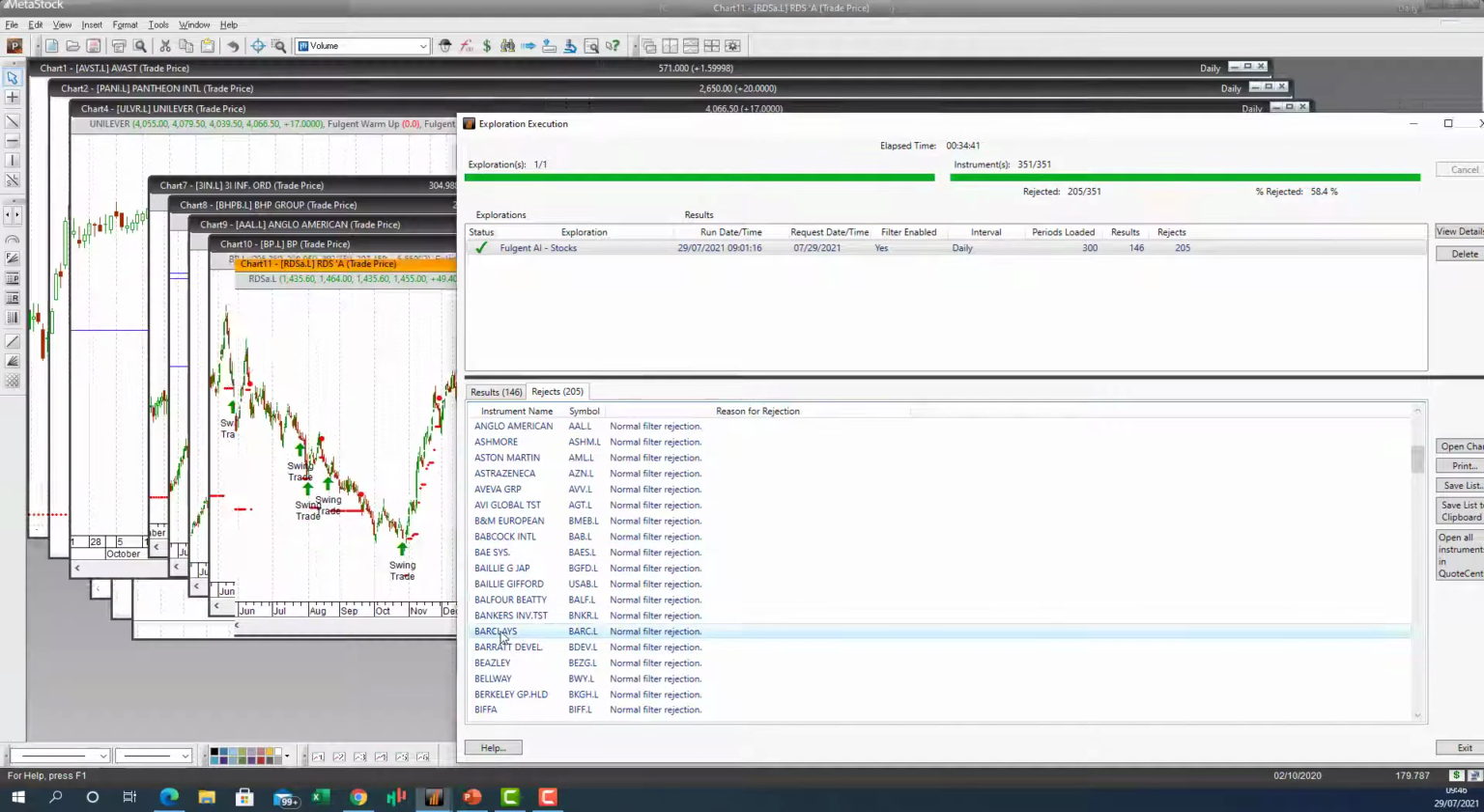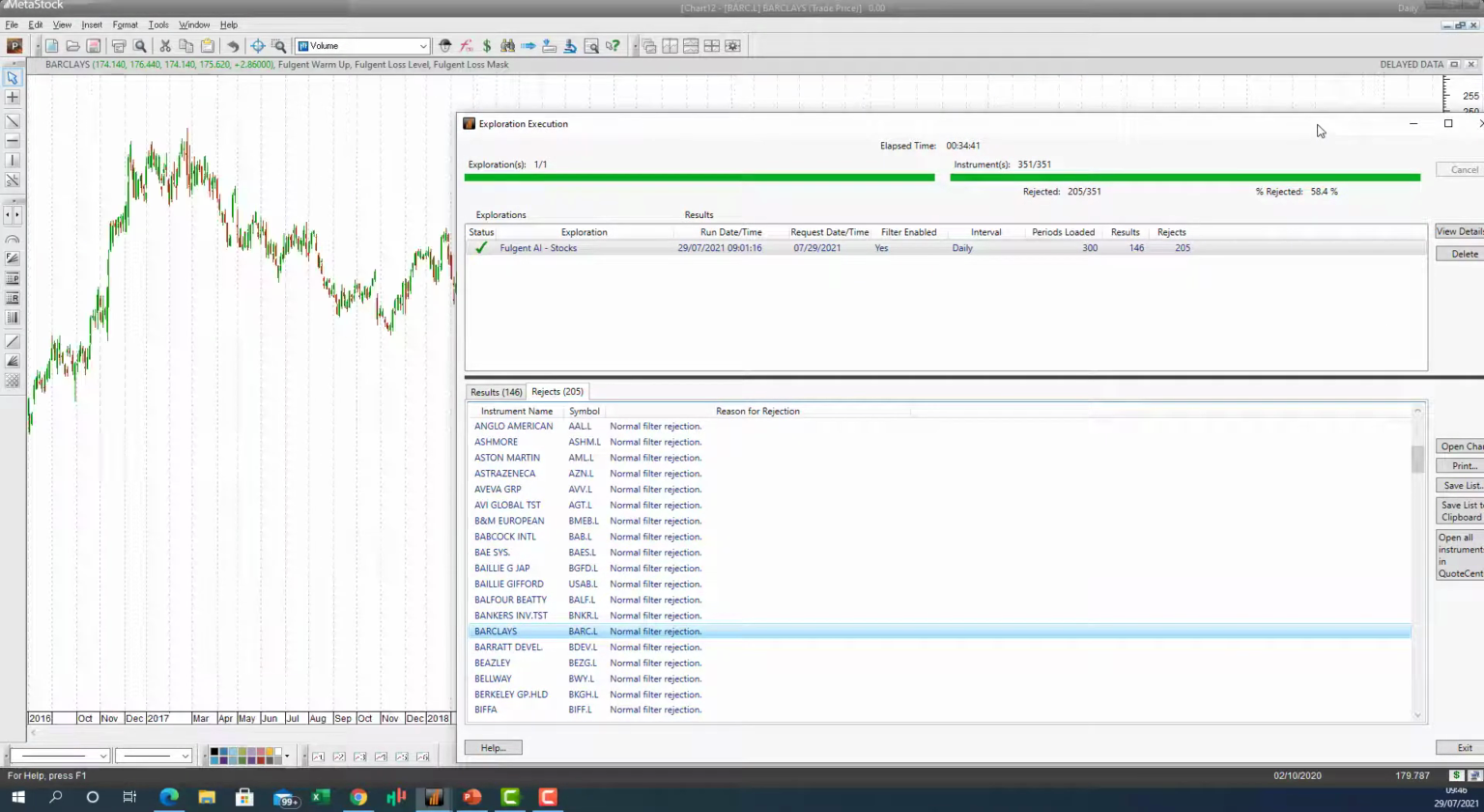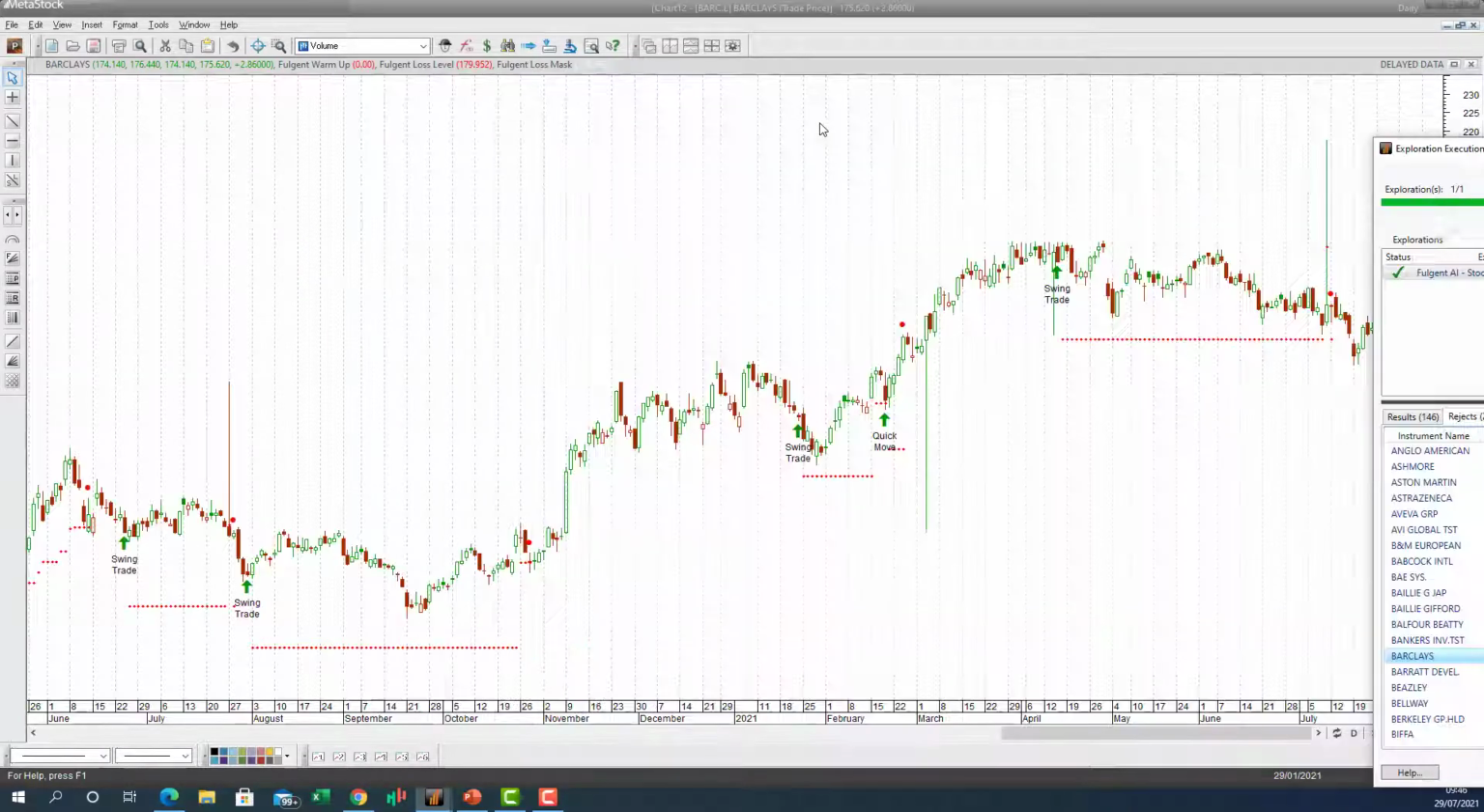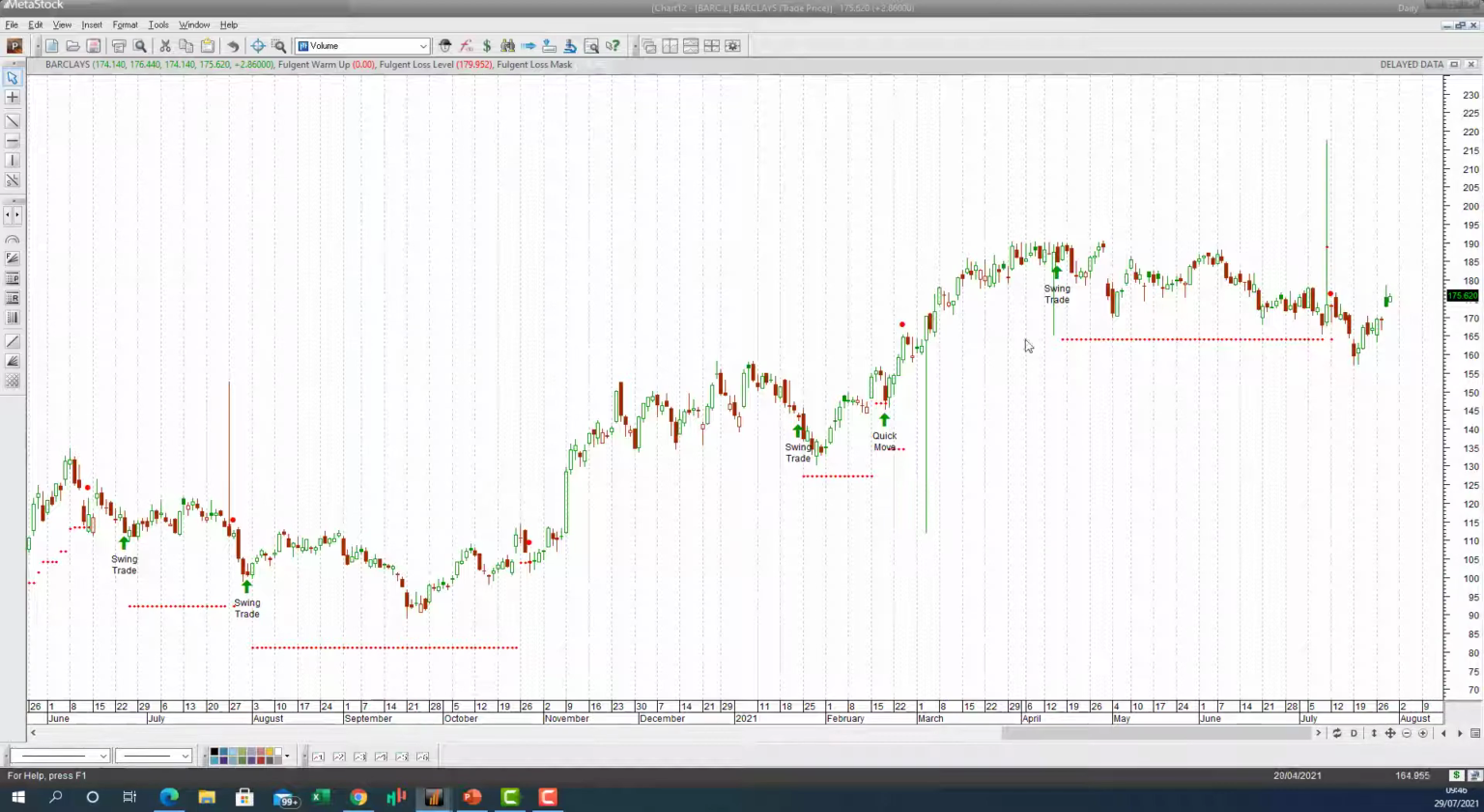Barclays, there we go. So we're going to look at these. Alright, so here we go. This is Barclays. We can see we had a nice swing trade there. It did hit the stop loss there, so trading stop loss.